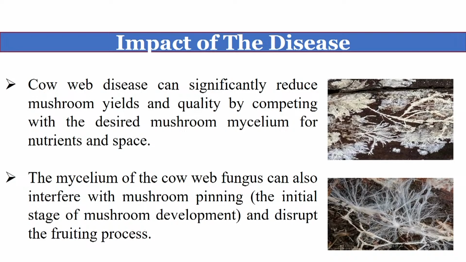Dear learners, cobweb disease can significantly reduce the mushroom yield as well as the quality by competing with the desired mushroom mycelium for nutrients and space. The mycelium of the cobweb fungus can also interfere with mushroom pinning, that is the initial stage of mushroom development, and disturb the fungal process. So that's why it can harm the growth and development of the mushroom crops. That's why the yield can also reduce, and the quality is also reduced.